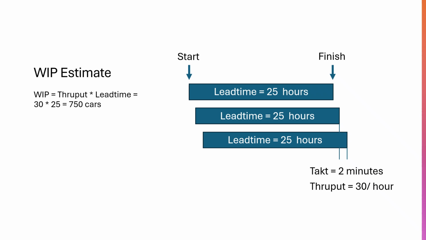In this previous example, we want to know how many cars are in the process. For this, we derive from Little's law WIP equals throughput times lead time. So, we can estimate that there are 750 cars in the line.